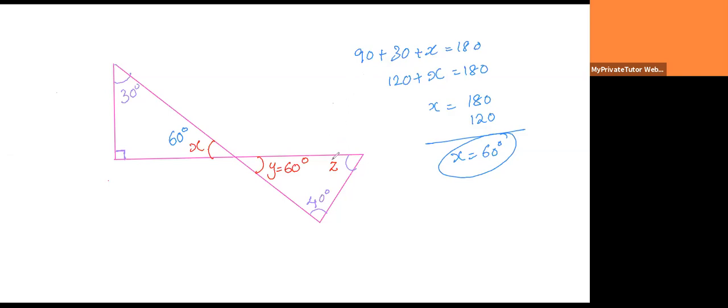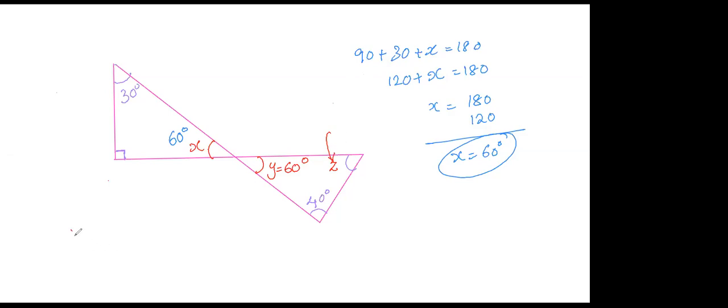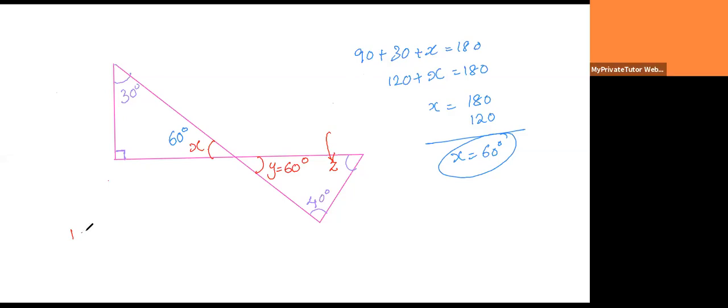So now I think you can find the Z value easily. What is the Z value? What do you think, guys? 180 minus 100. Yeah, 60 plus 40 is 100. So we need to subtract 100 from 180, guys. So that's 80, right? So you're writing 80 degrees. So angle X, Y, Z, all three will be found.